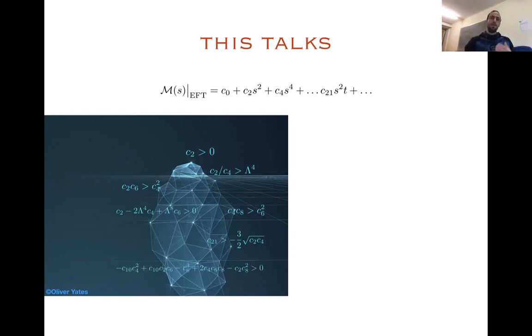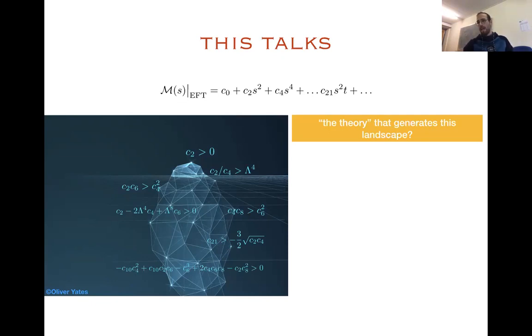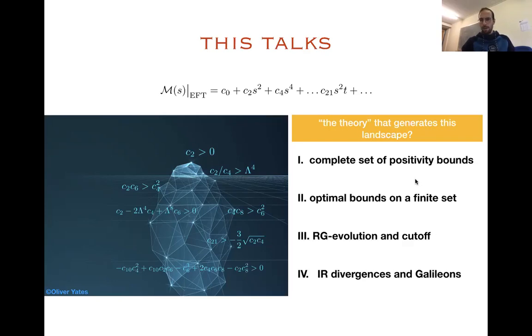The question I am going to answer in this talk is the following: what is the theory that generates this landscape of inequalities for the parameters in the amplitude? I'm not interested in any single one of these inequalities in itself, but in the structure behind these inequalities. In doing this, we will show what the complete set of positive bounds is. Often one accesses only a finite number of them, so I will address the question of how you can put optimal bounds with a finite number of them.